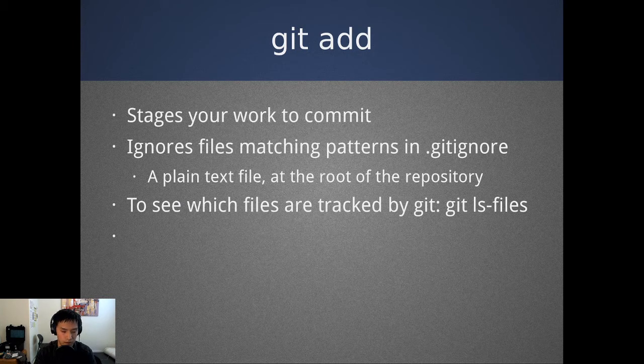Anyway, that was a tangent. I apologize, but it kind of goes into how git add works. And to see which files are being tracked by Git, you can always do git ls-files. There's no space between ls and files, just a dash. This will list all of the files that Git knows about inside the current repository.